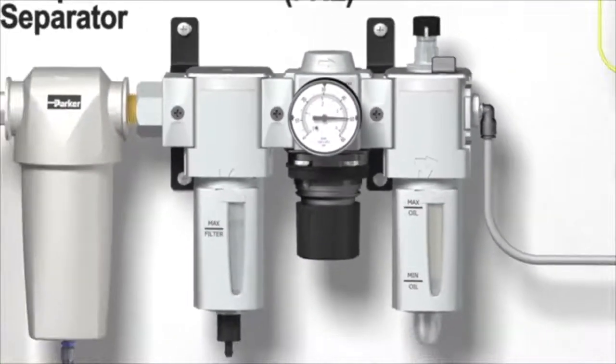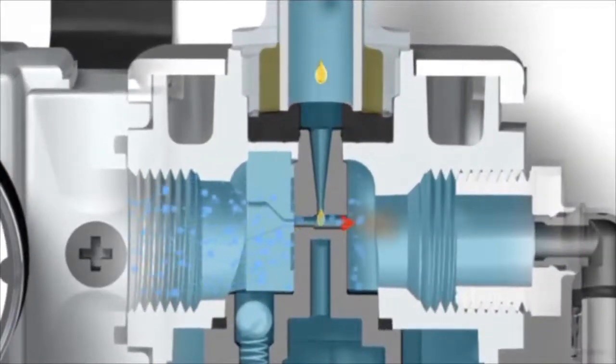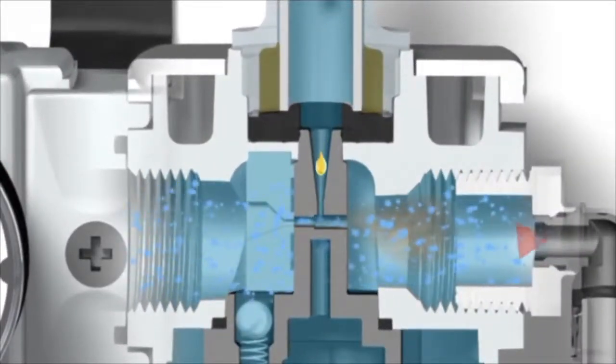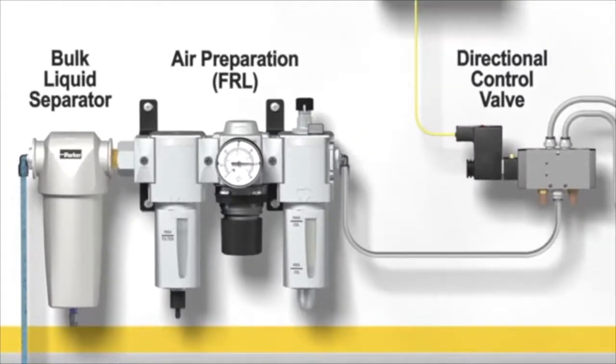Finally, in specific applications, such as air motors or pneumatic tools, a lubricator can be added to distribute a fine mist of lubricant into the compressed air to help lubricate downstream components. Now that the compressed air is clean, dry, and set to the correct pressure for the application, the next step is to direct it where to go to create motion.